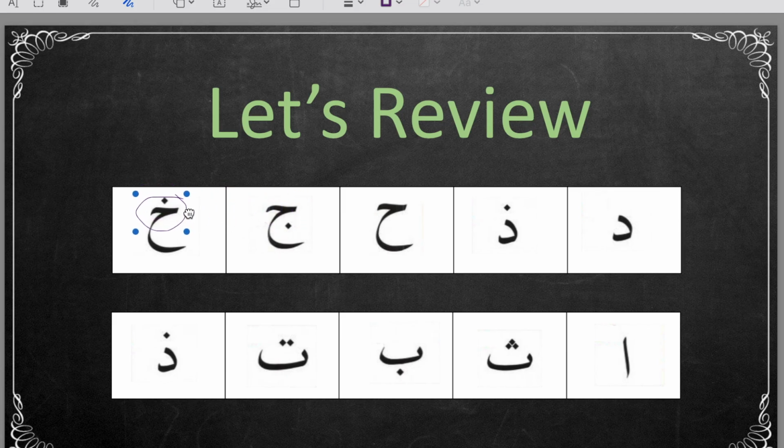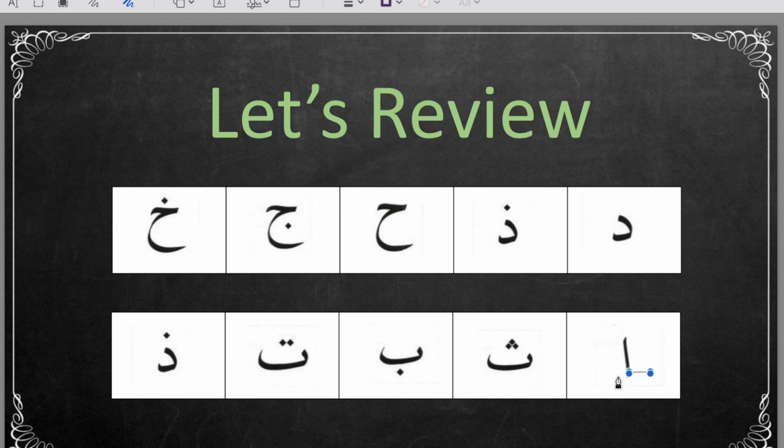Next, we have the letter Kha, and letter Kha, the defining feature is its head, okay, with the dot coming on top here. Okay, then we have the letter Alif. Now the letter Alif is pretty easy to identify. The letter Alif will only ever connect to the right side.